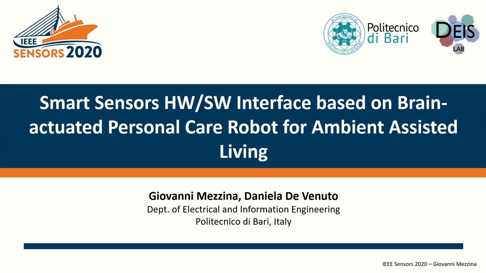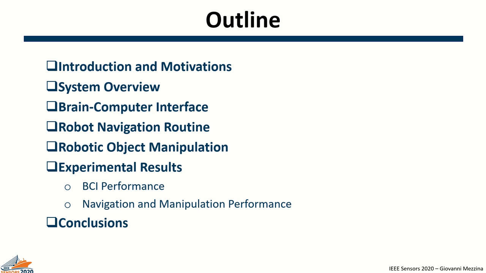Hello everyone. In this presentation I'm going to outline an ambient assisted living architecture whose main role is to relate among each other the patient's needs, a personal care robot and a smart environment. The three architecture performances are in communication by means of brain-computer interface.